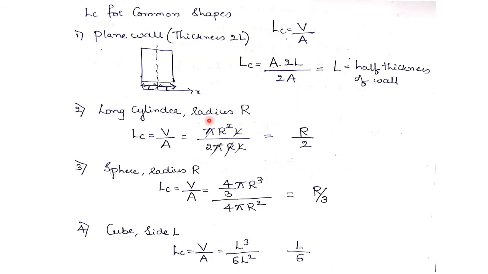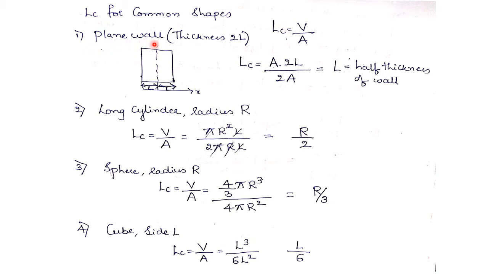Now let us study what the value of LC is for some common shapes. For example, what will be the LC for a plane wall, for a long cylinder, for a sphere, and for a cube. Let us study them one by one.